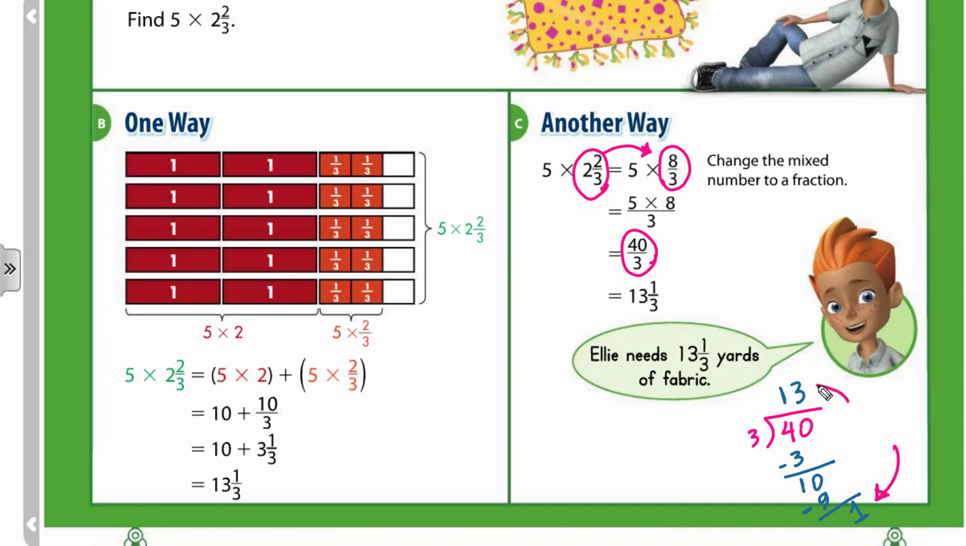And the whole up here is 13. The quotient is 13, so the whole is 13. And the remainder is 1, so the numerator is 1. And keep the same denominator. Okay. To make sure that we understand this, let's move to the next page and try to solve.